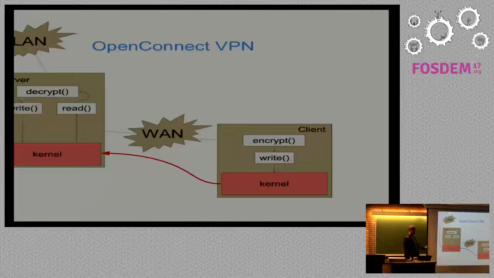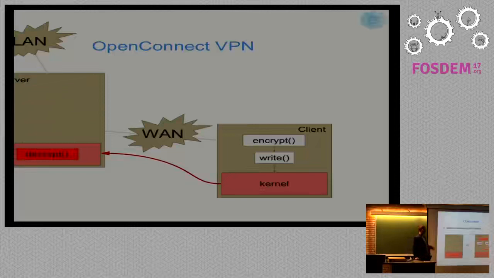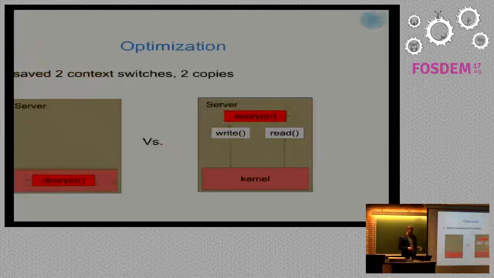If we look at this particular scenario, we can see that the decryption is done in user space. If we move decryption to the kernel, we could optimize it some way. What is the optimization? Basically, we saved 2 context switches because we are no longer required to do write and read syscalls just to read data from the kernel and write just to send data.